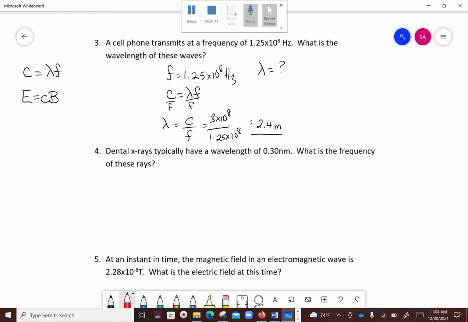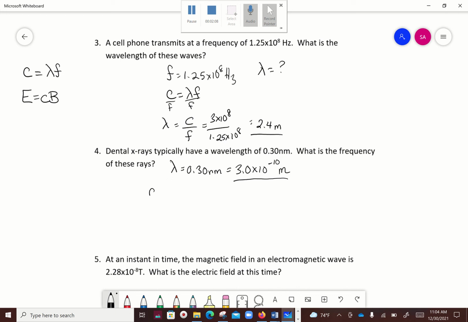All right, let's do the second one. The second one is basically just the opposite. I'm told the wavelength, and I have to find the frequency. So my wavelength is 0.30 nanometers. And remember, we always have to put this into the SI unit of meters. So that's going to be 3.0 times 10 to the minus 10 meters. There's 10 to the 9 nanometers in 1 meter.